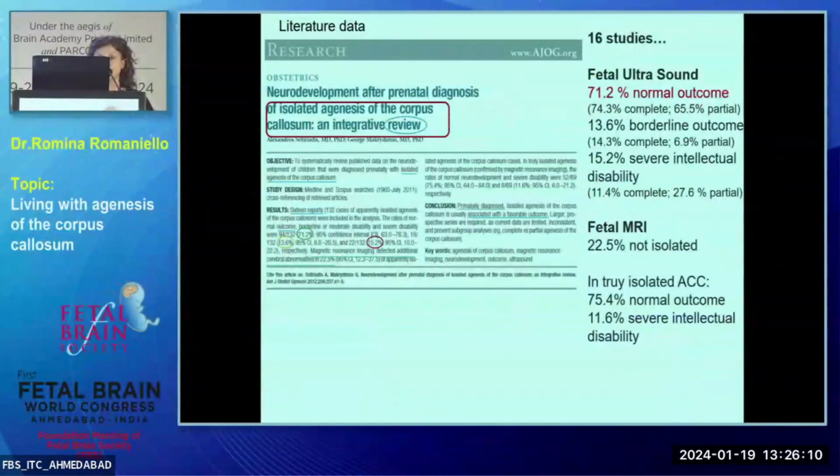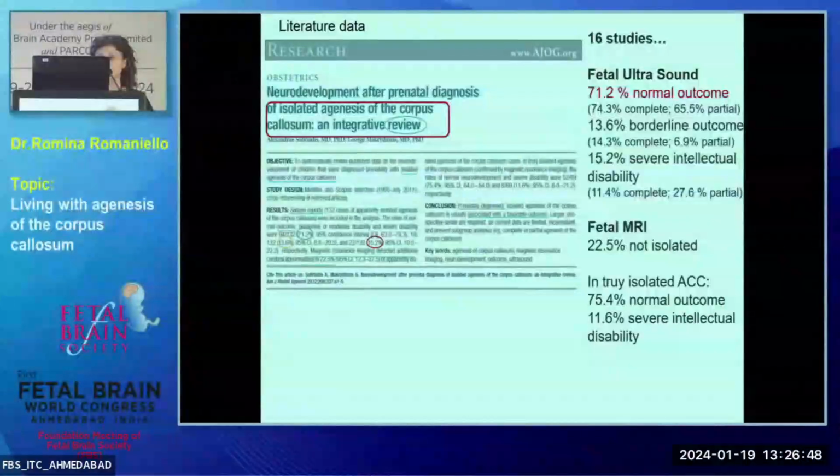This is a study of Sotiriadis in 2012. This is an analysis of 16 studies with fetal ultrasound and fetal MRI. 71.2% had normal outcome, 40.6% borderline outcome, and 50.2% had severe intellectual disability. Fetal MRI detected 22.5% of non-isolated subjects, and this is the isolated subject.